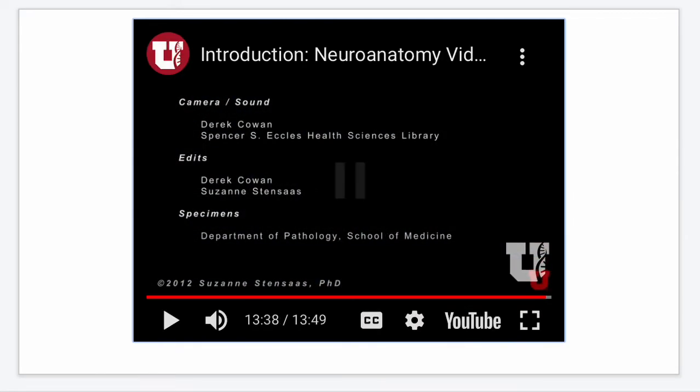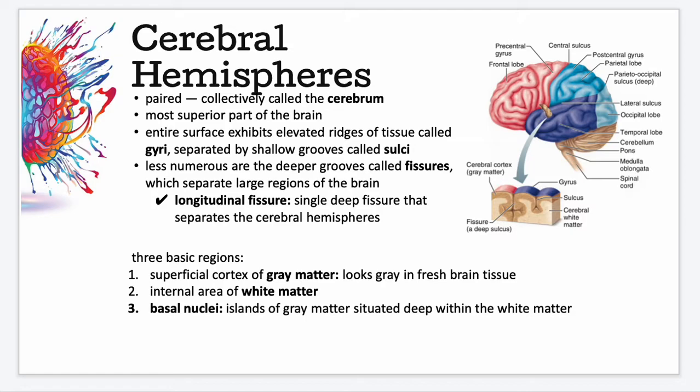So, your brain is very complex and beautiful. First, you have your paired cerebral hemispheres, and that's collectively called your cerebrum. That is the most superior part of your brain, and together they are a good deal larger than the other three brain regions combined. So, you have your three, that's what was pointed out earlier in the video, no?